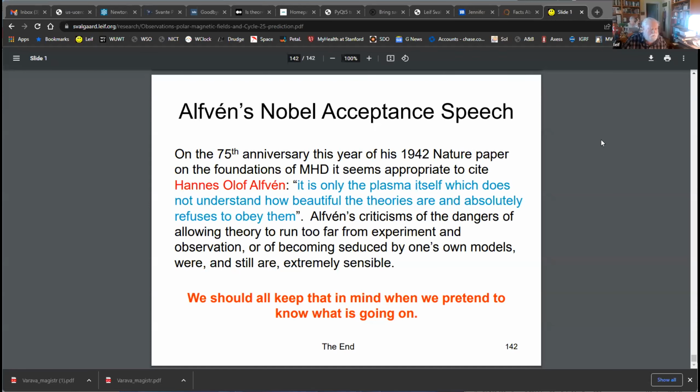I want to close this thing by referring to Alfvén's Nobel acceptance speech, and his comment here that it's only the plasma itself that does not understand how beautiful the theories are and absolutely refuses to believe them. This is still valid, so we should keep all that in mind.